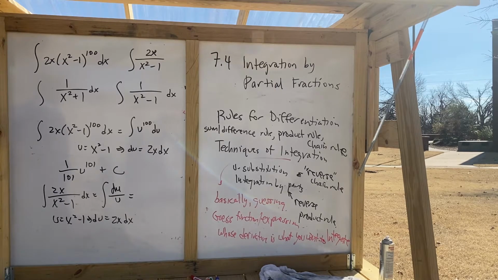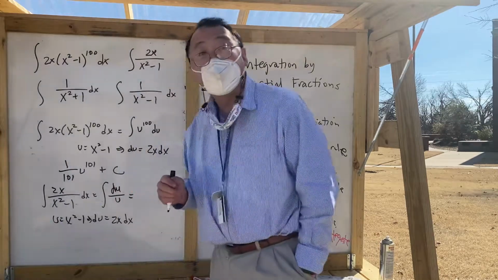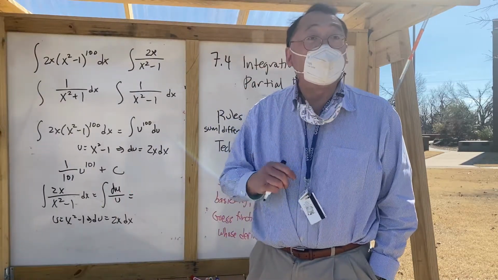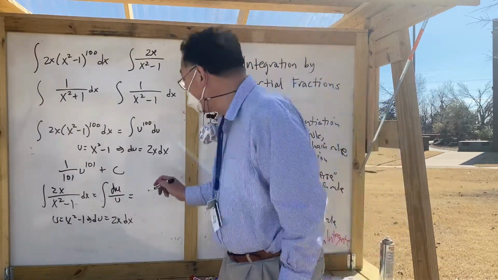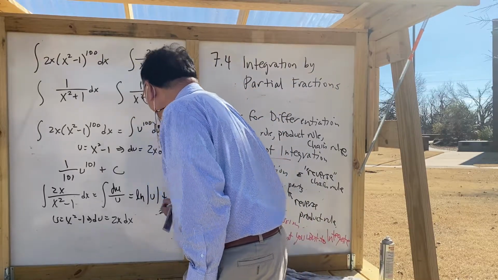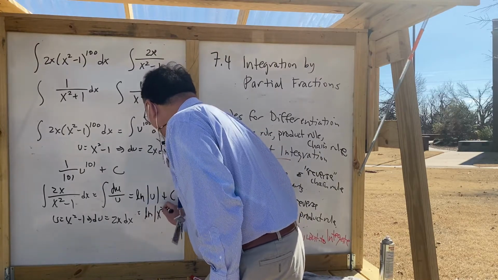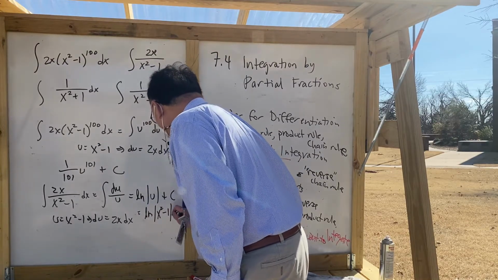Do you remember? This one turns out to be a special function. What's the integral of 1 over x dx? It's the natural log of the absolute value of x plus c. So this is the natural log of the absolute value of u, plus c. So this is equal to the natural log of the absolute value of x squared minus 1, plus c.